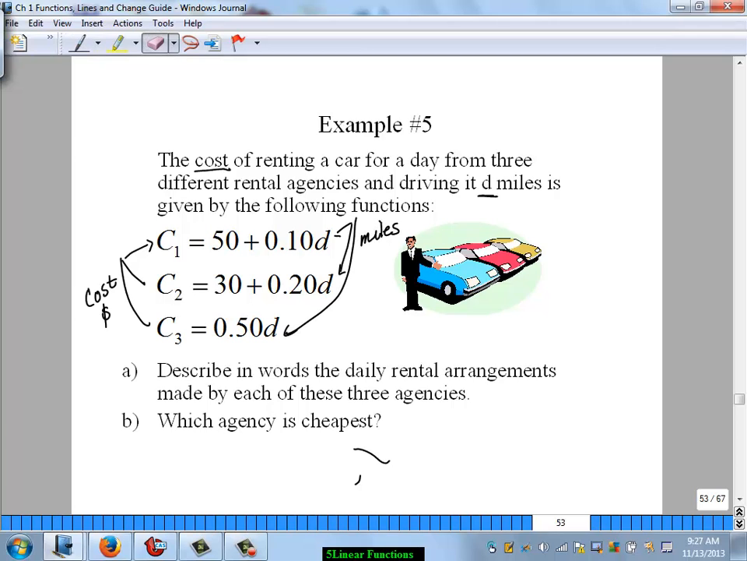So let's describe in words what each one of these says. The first one says, all right, here's my cost. My initial cost is $50, and I get charged $0.10 per mile for driving D miles. Excuse me, let me say that again. I charge 10 cents per mile. So these are all miles here. So for this one, we're going to write down the initial cost of having that, and then how much it costs per mile.